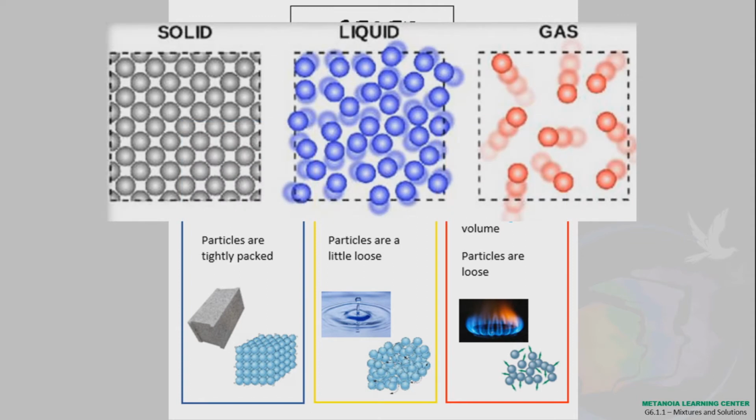For the behavior of the particles, for a solid, particles are tightly packed. For liquid, particles are a little loose compared to solids. And for gas, their particles are loose. So technically, the behavior of the particles of a matter determines which type of matter it is.